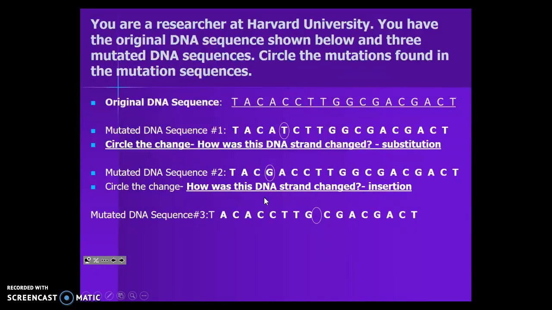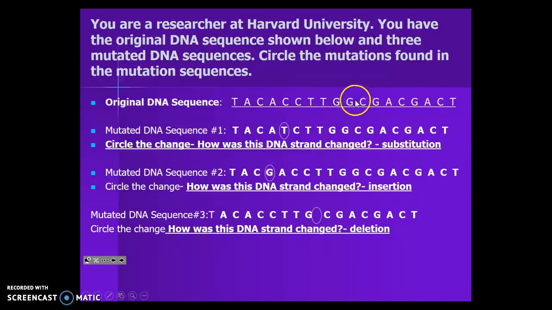So you probably realize that there seems to be a letter missing between this guanine and this cytosine. And this is an example of a deletion. There has been a guanine that is missing from our sequence strand. This is referred to as a deletion mutation because a nucleotide has been removed or deleted.